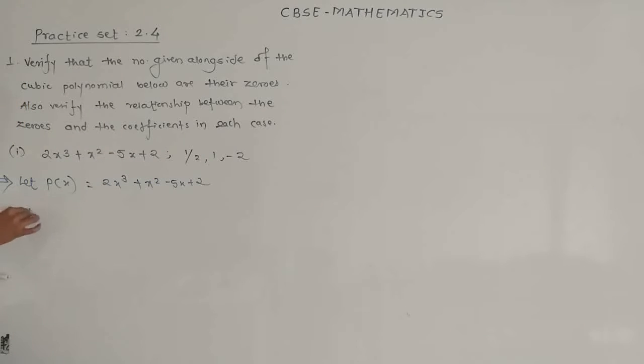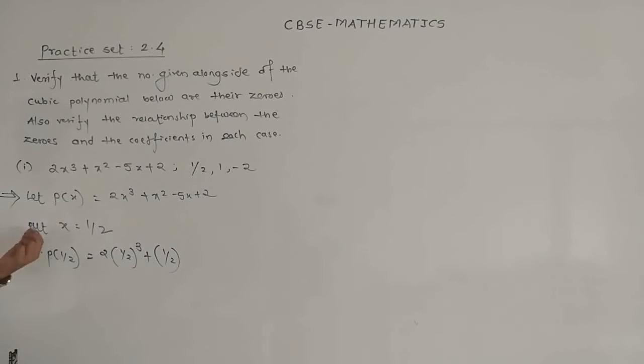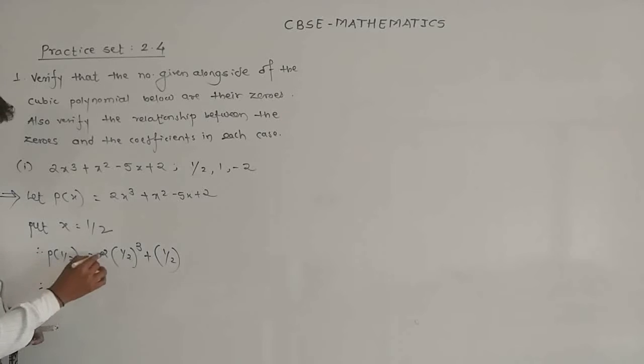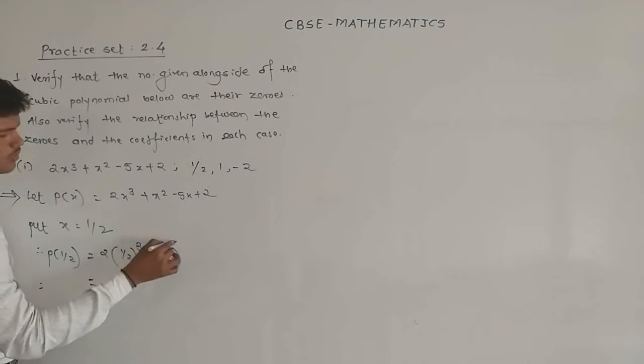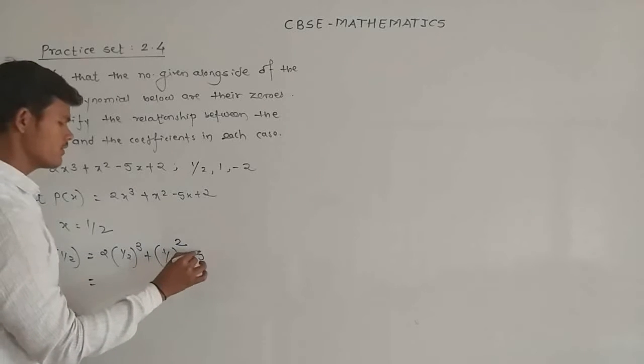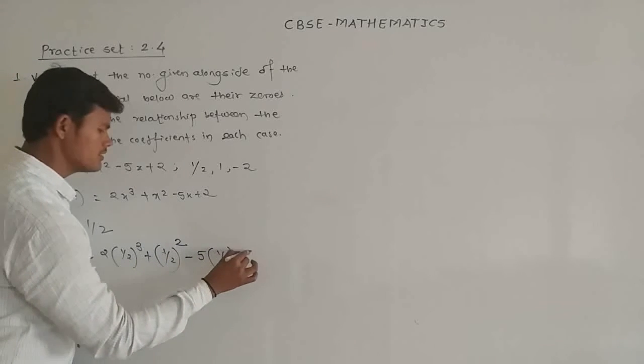Therefore put x equals to 1 by 2. Therefore p of 1 by 2 is equal to, instead of x put the value 1 by 2 in the given polynomial. Therefore we get p of 1 by 2 is equal to 2 in bracket 1 by 2 whole cube plus 1 by 2 whole square minus 5 in bracket 1 by 2 plus 2.